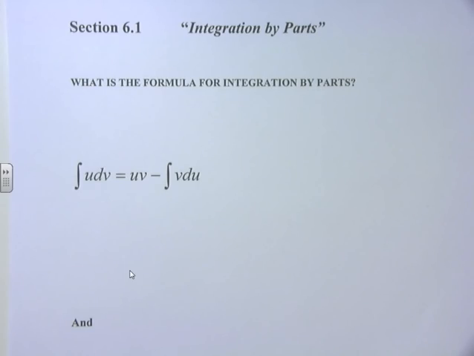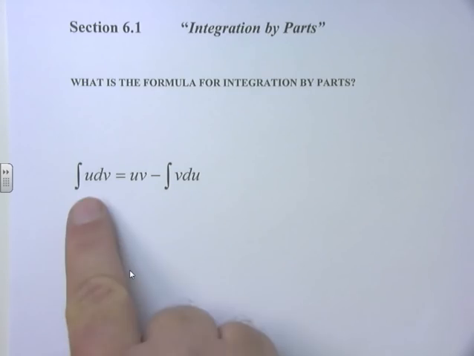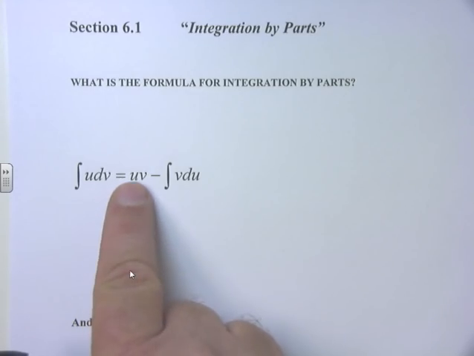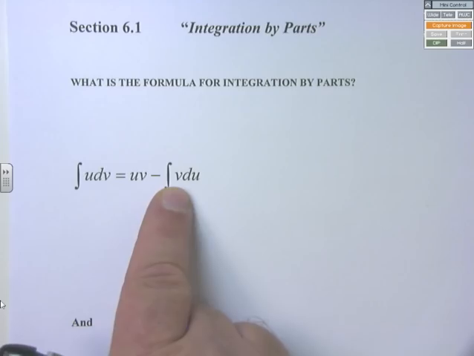Well, in chapter 6, including section 6.1, we're now going to be looking at more in-depth formulas for particular types of problems. The first formula is called integration by parts. It is a formula which is what I call an offsetting integral. The formula for integration by parts is the integral of u dv equals uv minus the integral of v du.